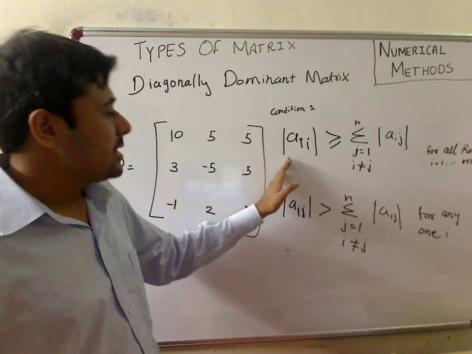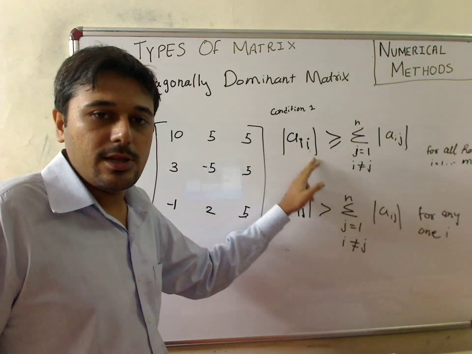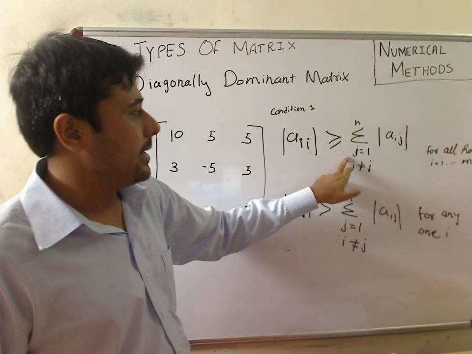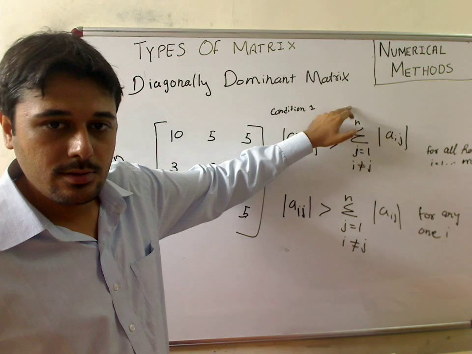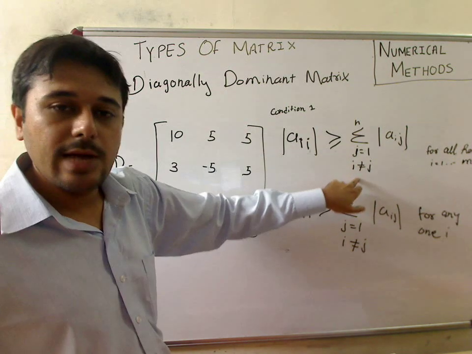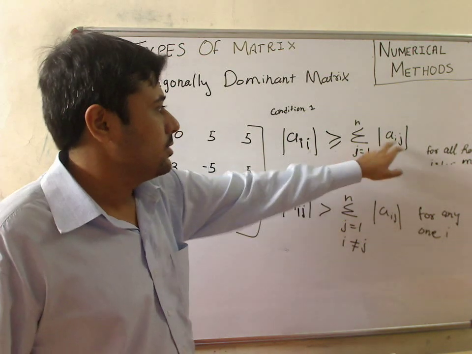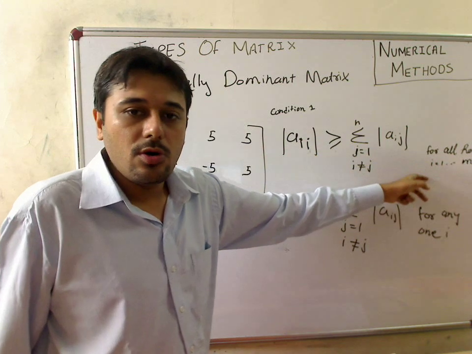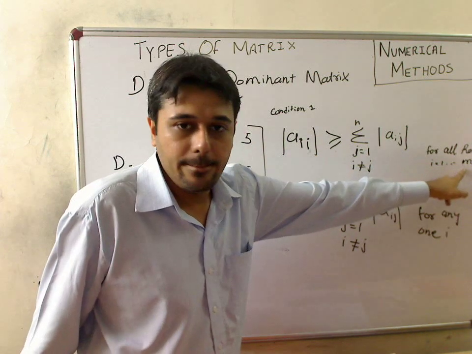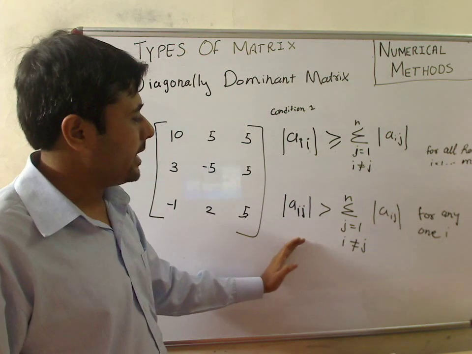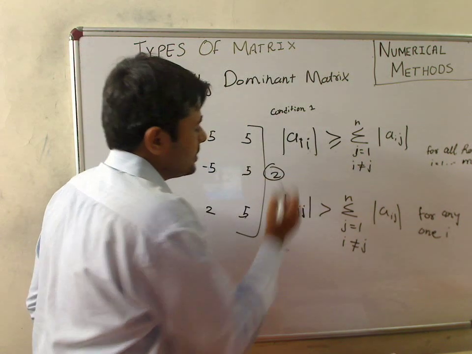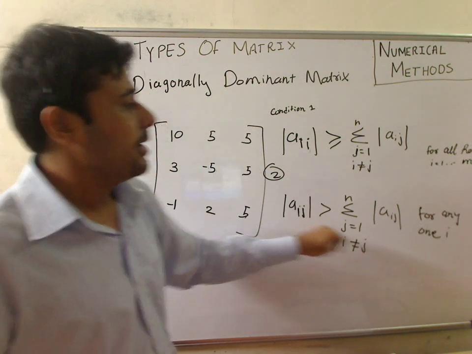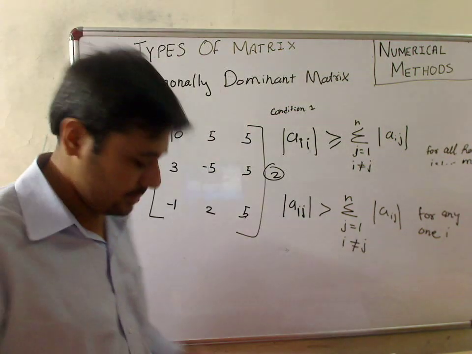So basically there are two conditions. One, the diagonal element Aii must be greater than or equal to the summation of all the elements in that row, so from column 1 to n except the diagonal element, so i not equal to j. Summation of modulus of Aij should be less than or equal to the diagonal element for all the rows from i equal to 1 to n. And the second condition will be the same thing, just instead of greater than or equal to, there is only greater than, at least for one row, at least for one. Clear?